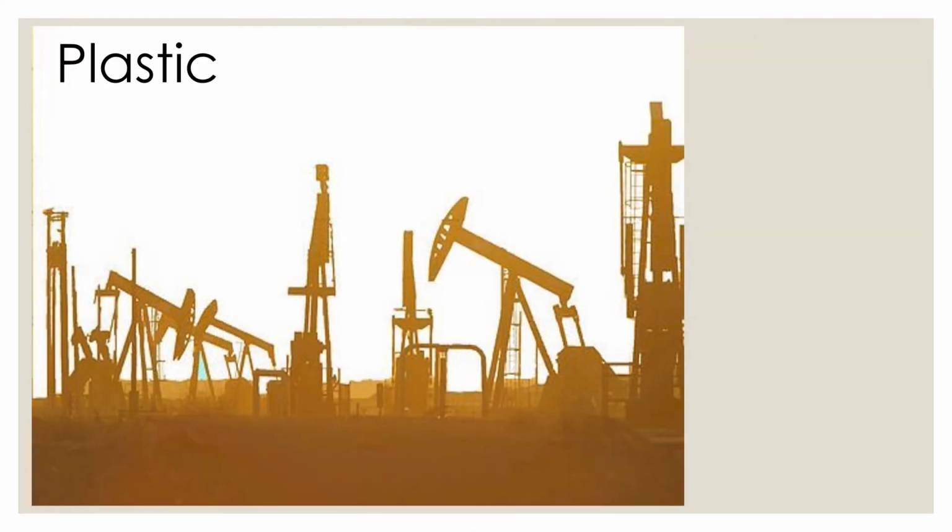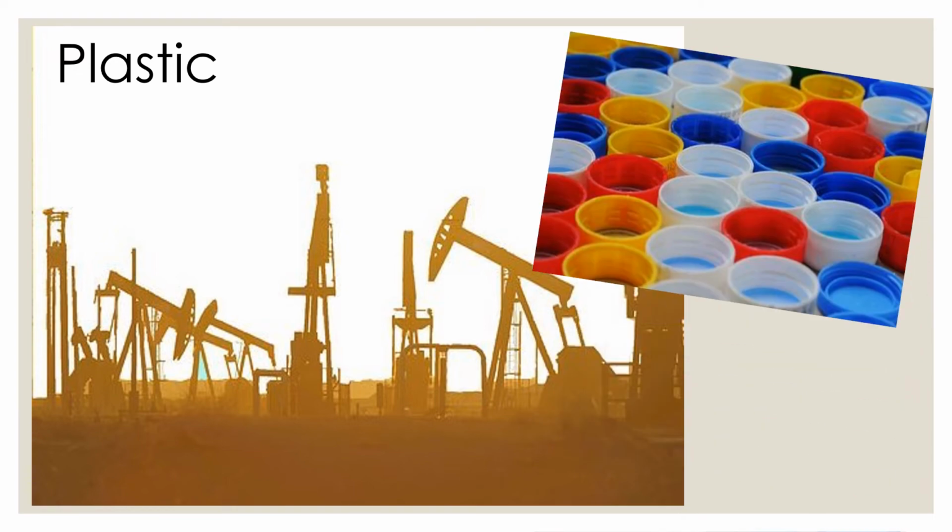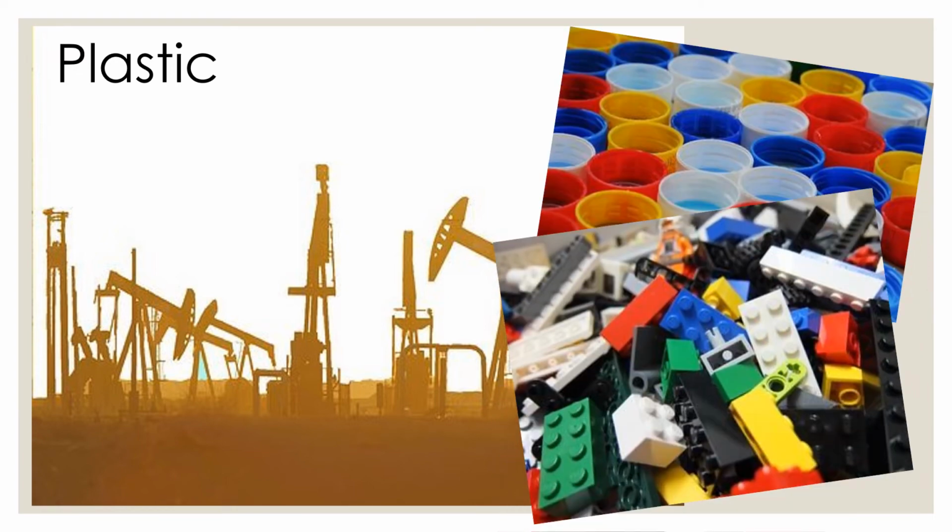Plastic is a man-made material made in factories. It is made from oil, coal and other chemicals and materials. Plastic objects can be made with different properties. It can be bendy or rigid, hard or soft.